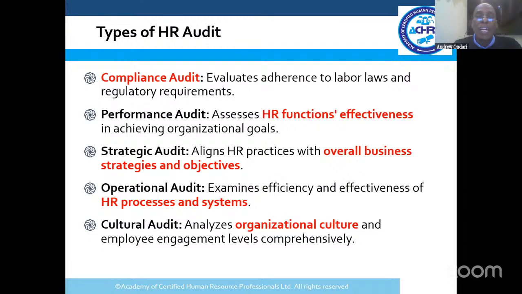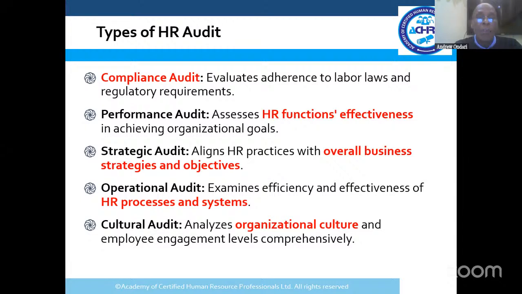Therefore, if there are any issues related to compliance, the HR audit is able to pick them out or flag them out, and then as an HR professional, you are expected to make recommendations on how the organization can ensure compliance. We all know that failure to comply with the labor laws comes with penalties, especially lawsuits. Lawsuits are very expensive, and therefore organizations cannot afford to go that route. So compliance is very key.